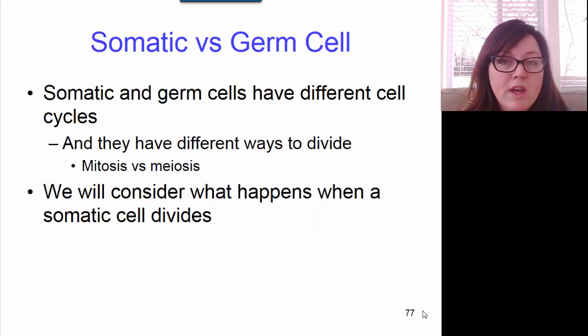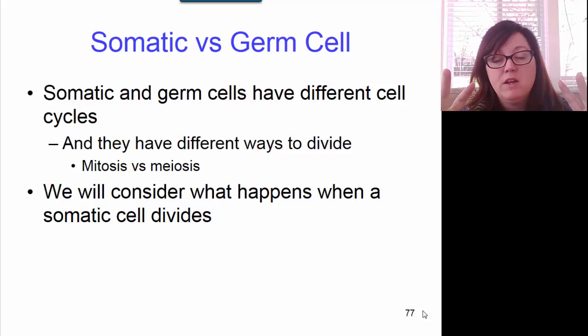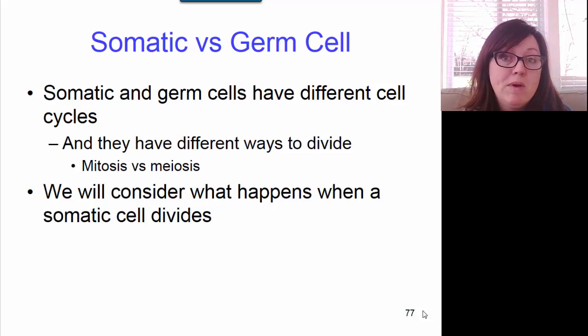So we're going to concentrate on somatic cells here, but first let's talk about what's the difference between a somatic cell and a germ cell. Right? So in the human body, we can take all of the cells in the human body and roughly separate them into two categories: somatic cells and germ cells. Somatic cells are pretty much all the cells in your body that are not going to become eggs and sperm, whereas the germ cells are eggs and sperm. They have different ways to divide. Somatic cells divide through mitosis, and germ cells divide through meiosis.